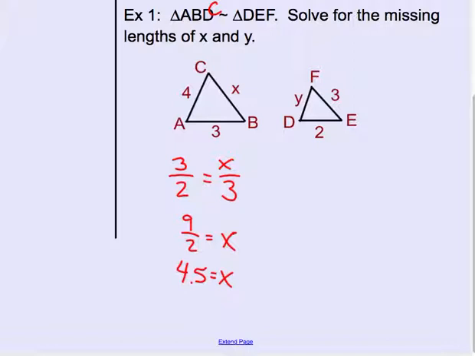Same thing to solve for y. So 3/2 would equal 4 over y. Make sure you start in the same triangle for both of your ratios. So I started in triangle ABC every time.